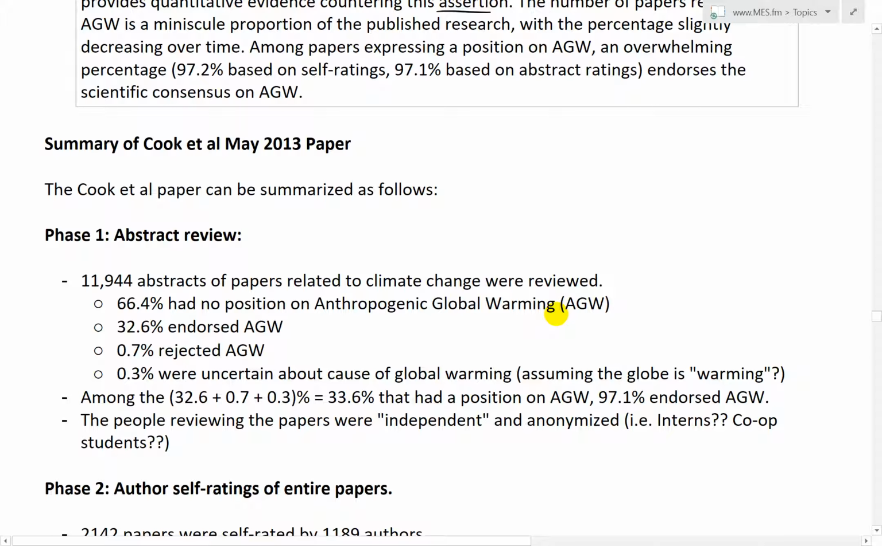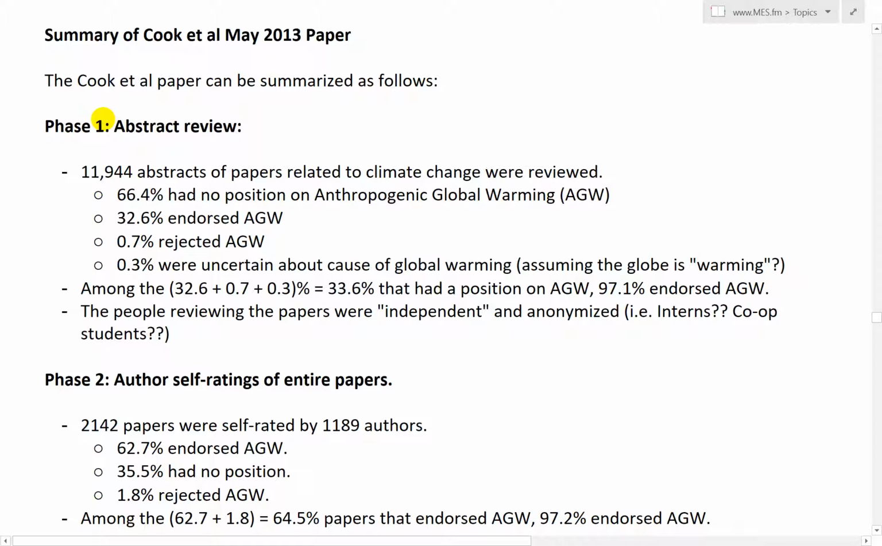So let's look at the summary of this Cook et al. May 2013 paper. The Cook et al. paper can be summarized as follows. Phase 1, the abstract review: 11,944 abstracts of papers related to climate change were reviewed. 66% had no position on AGW, 32% endorsed AGW, 0.7% rejected AGW, and 0.3% were uncertain about the cause of global warming, assuming the globe is warming.